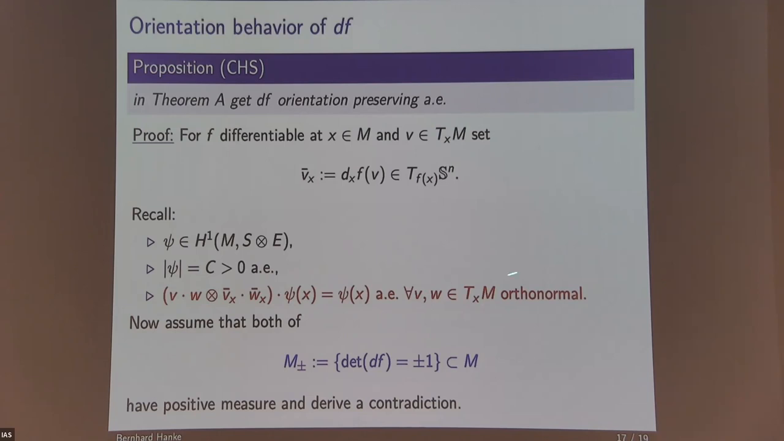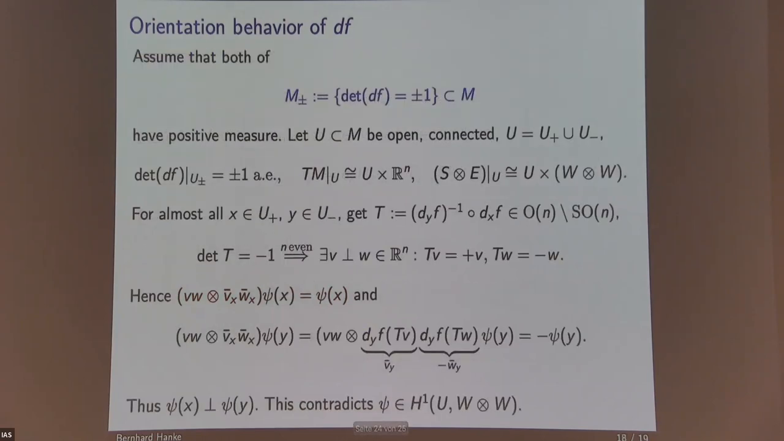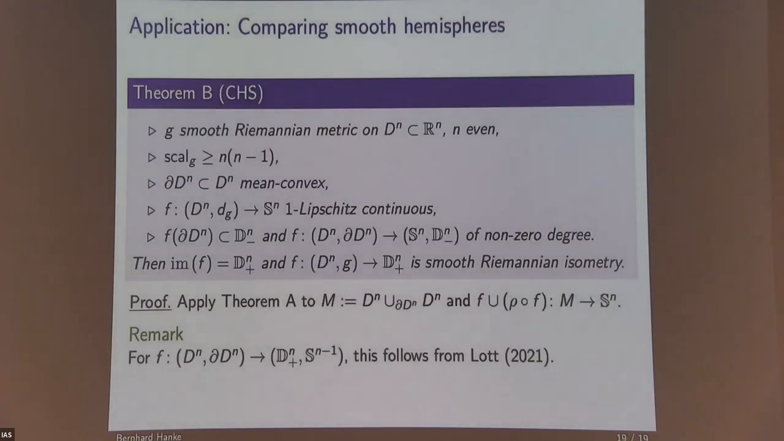For this, one assumes that there are two subsets of positive measure, over one of which DF is orientation preserving, over the other is orientation reversing, and then one can derive a contradiction from that using this property. So this I have written on the slide. I will skip it, but this finishes the proof of the low regularity Llarull theorem.